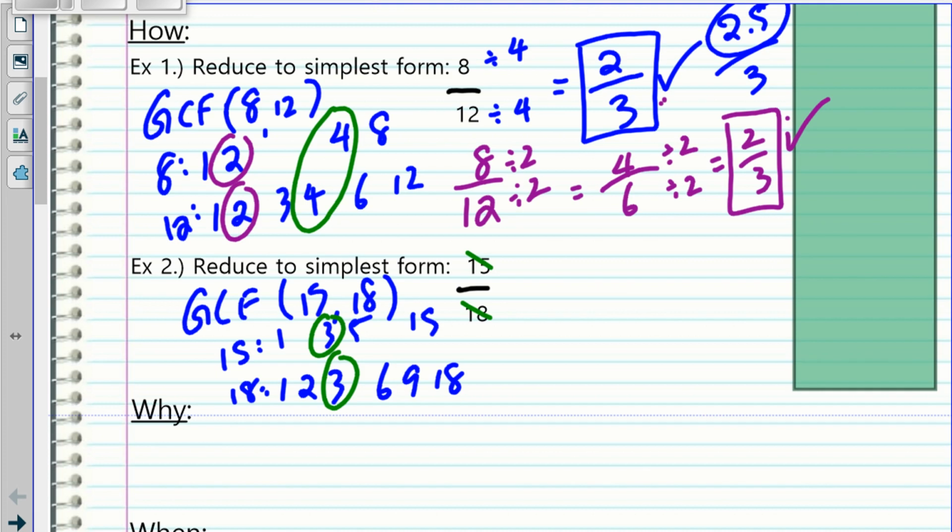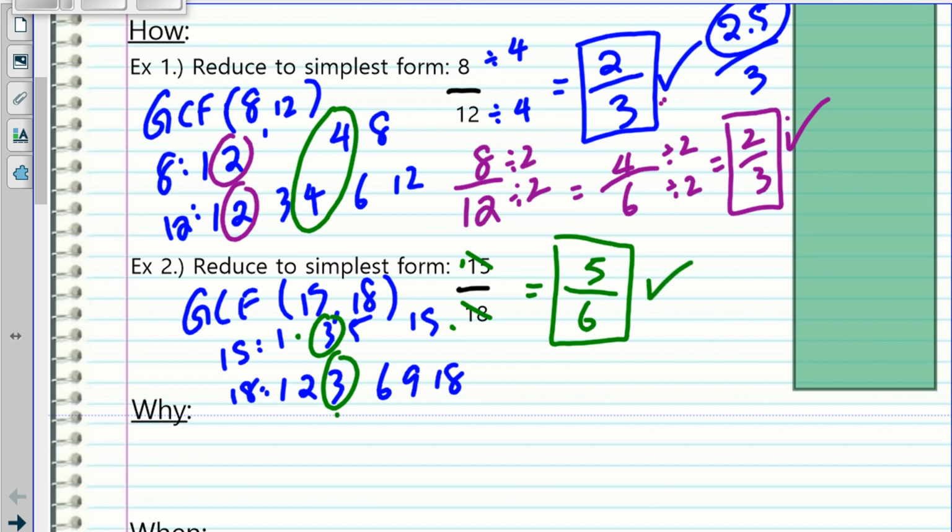Now, if you want, you can just do this. You see the slashes here? That's a slightly more sophisticated way of reducing a fraction, or we could say canceling too. So 15 divided by 3 is 5. 18 divided by 3 is 6. So the answer is 5 over 6.